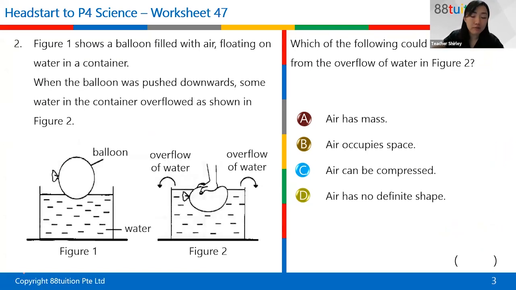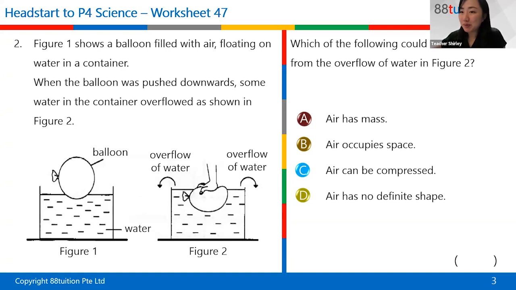Okay, next question. Figure 1 shows a balloon filled with air floating on water in a container. Okay, so when the balloon was pushed downwards, some water in the container overflowed as shown. Which of the following could be concluded from the overflow of water in figure 2?